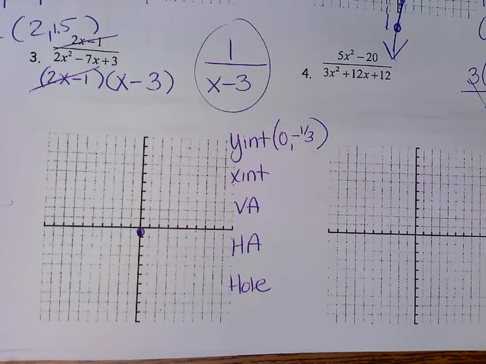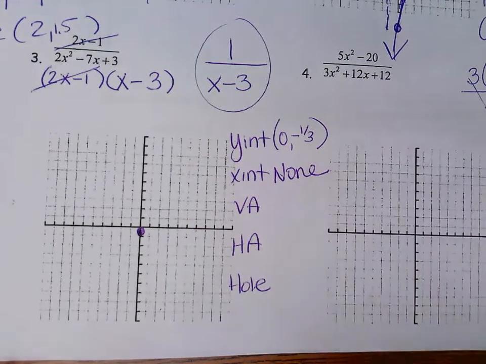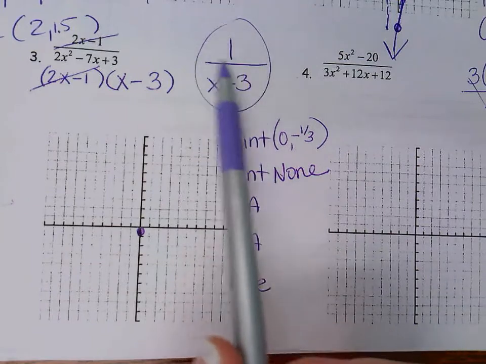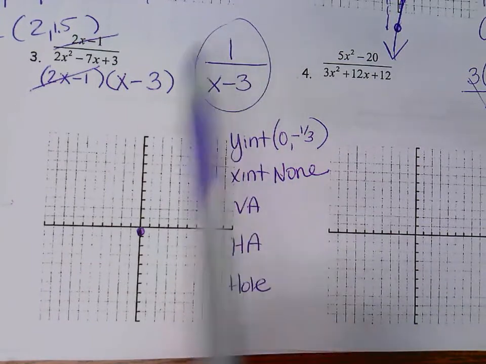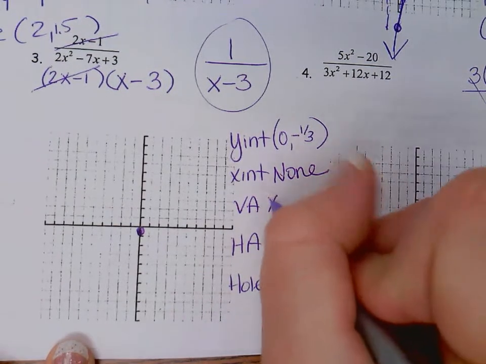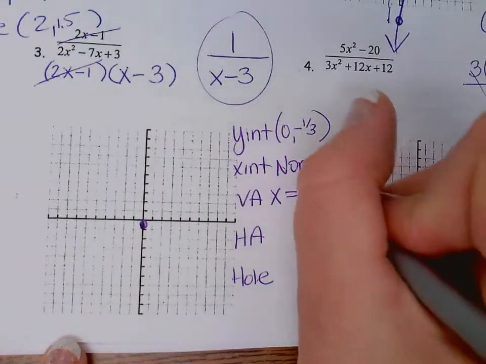X-intercept, you just look at the numerator. Could the numerator ever equal 0? No, the numerator always equals 1. So there's actually no x-intercept. That's okay. There has to be an x value up here for there to be an x-intercept. Vertical asymptote is at? What will make the denominator fail? Positive 3.